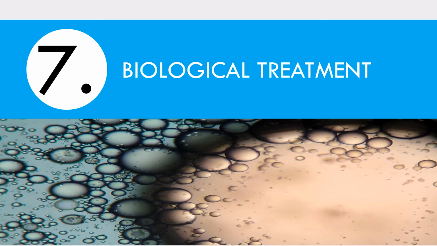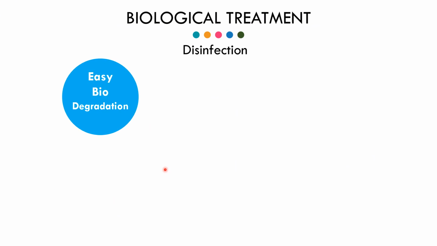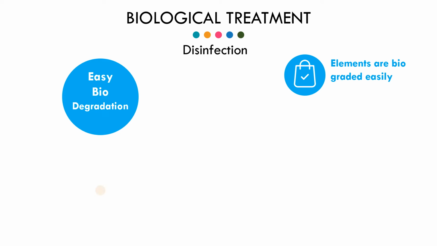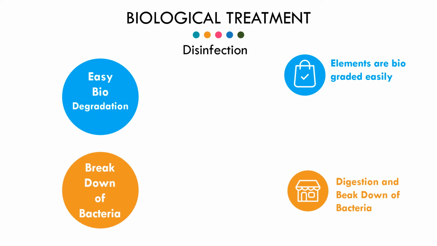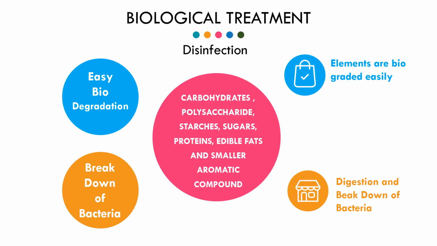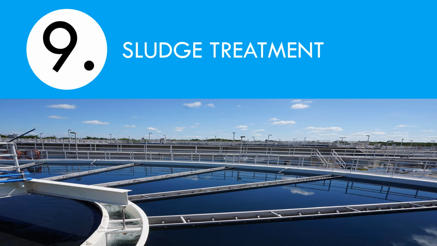After chemical, now talk about the biological treatment system. Biological treatment is used for the easily biodegradable elements. For example, carbohydrates, polysaccharides, starch, sugar, proteins, edible fats, and smaller aromatic compounds that are easy for bacteria to break down and digest. Moving forward to the next method, which is sludge treatment.